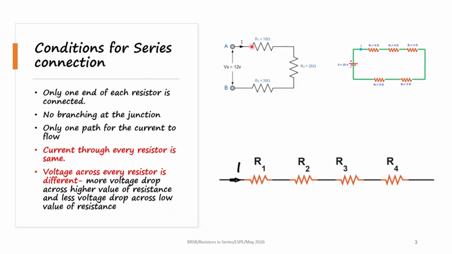Suppose the resistor value is lesser, that will be lesser voltage drop. If the resistor value is more, that will be more voltage drop. In this particular case, the voltage drop across the 10 ohm resistor will be lesser compared to the voltage drop across the 30 ohm resistor.